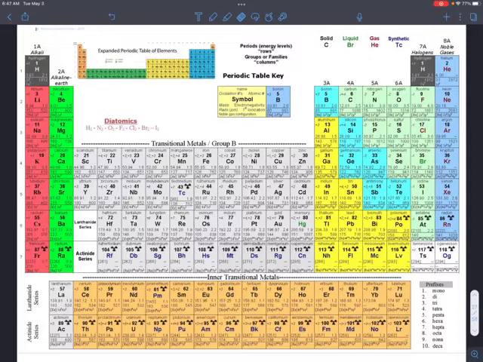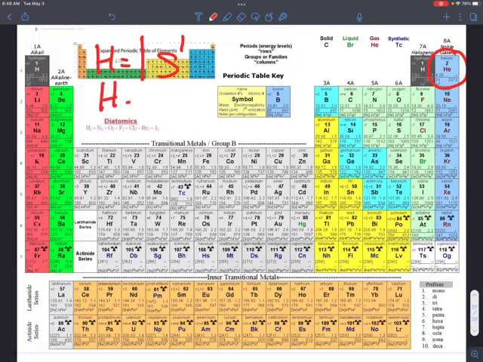So hydrogen, we're looking at this guy right here. Well, it's on the first row. This block right here is called the S block, and you only have to count over one spot. So it's 1s1. That's what hydrogen would look like.